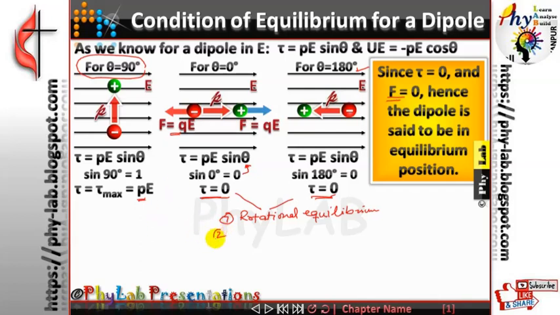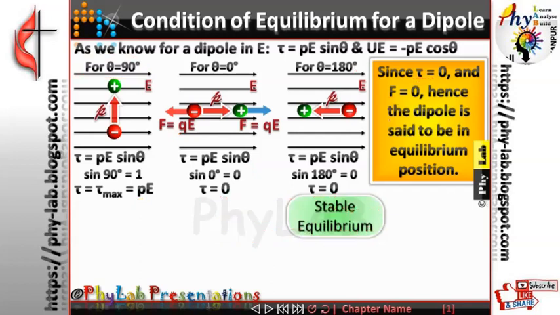Since the net force is 0, therefore the dipole also comes in translatory equilibrium. That means the dipole no longer can move or translate in the electric field. Hence it also comes in translatory equilibrium, friends. Now since the torque is 0 and force is also 0, being in both translatory as well as rotational equilibrium, I would use the term that the dipole is in equilibrium position, friends.